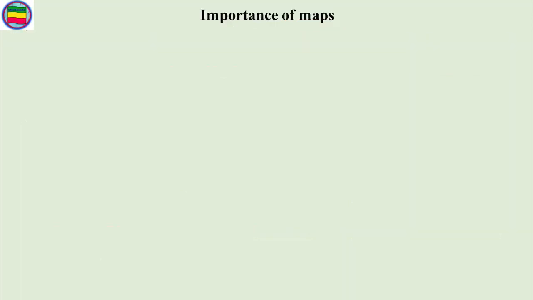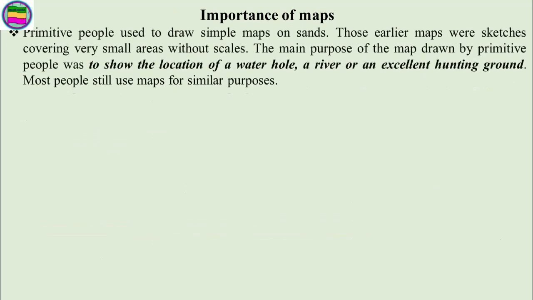size, or distance. And also, in the ancient time, primitive peoples used to draw simple maps on the sand, or on walls or caves. Those aerial maps were sketch maps covering a very small area without a scale. If a map is developed without a scale, it is not considered a map, rather it is considered an image.